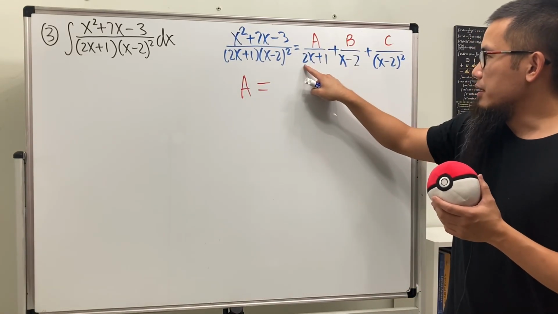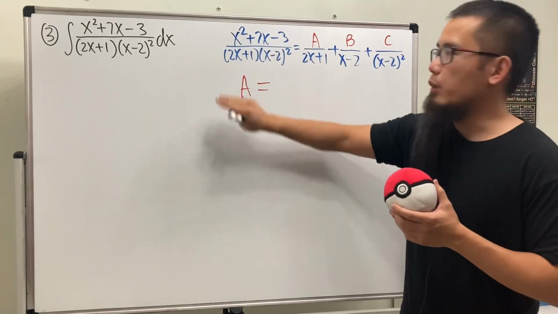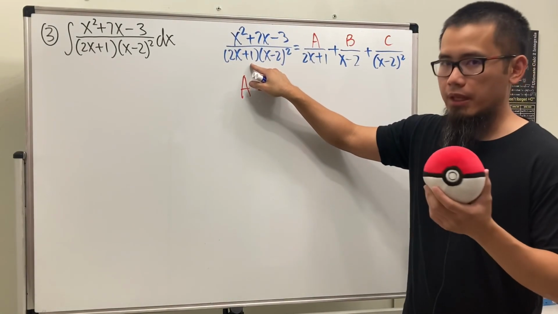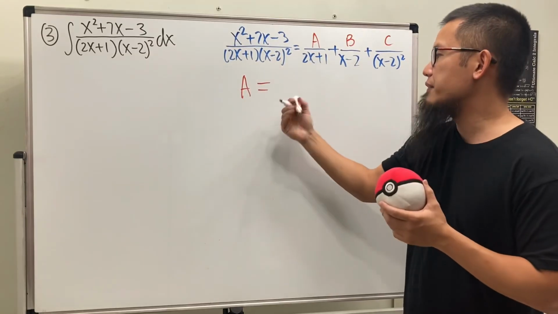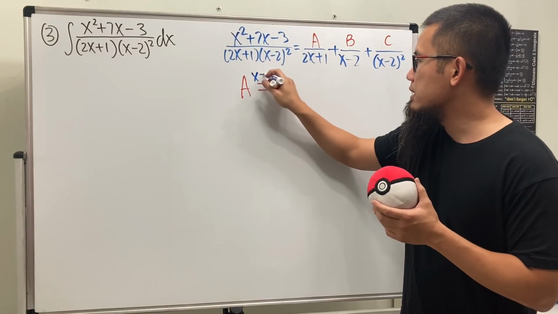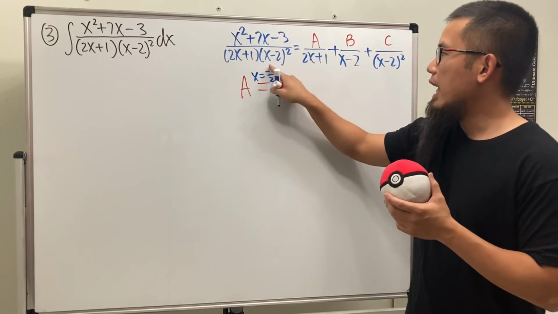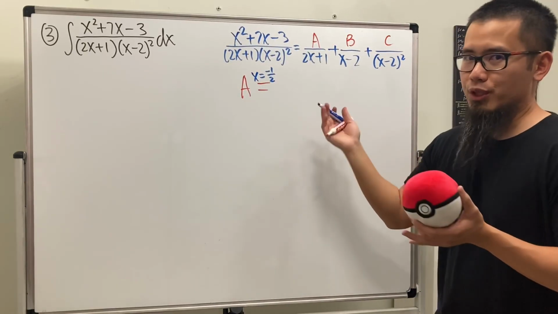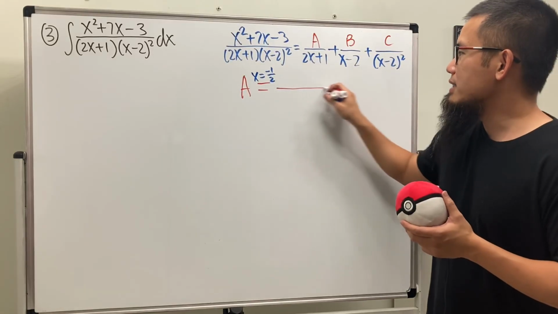For A, well, this time slightly trickier. Because the denominator is 2x plus 1, we come here and we cover this up. How can we make 2x plus 1 equal 0? X has to be negative 1/2. So x is equal to negative 1/2. And we will just have to plug this in into all the x's, and just deal with fractions, I know. Okay, let's see if we can handle that.